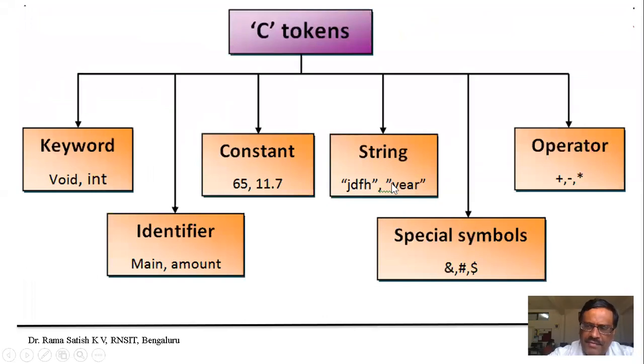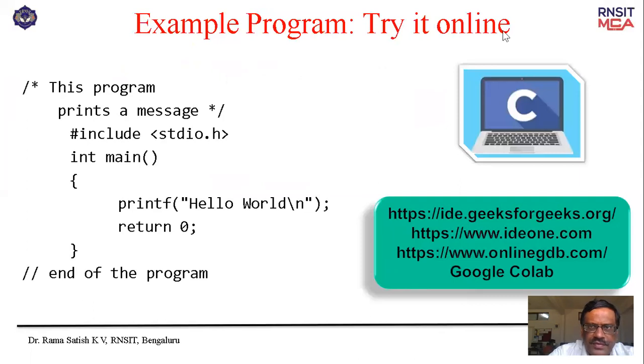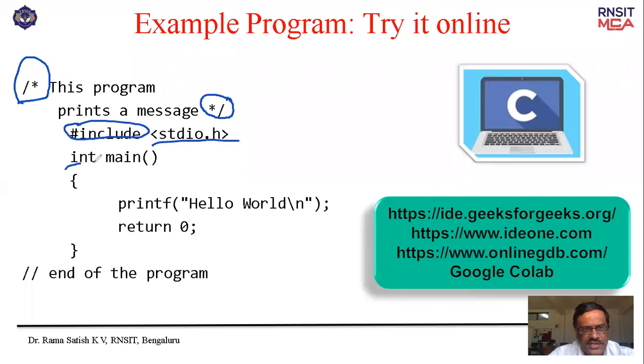C program, whenever you look into a C program, look at there. Each and every component is a token. So this slash star is a token, this is a token, program is a token, printf is a token. Every character is a token, and hash include is a token, and stdio.h is a token, int is a token, main is a token, open bracket, close bracket is a token, curly braces open is a token, again statements are tokens. Again, you can see each and every component in a C program, we call it as a token.